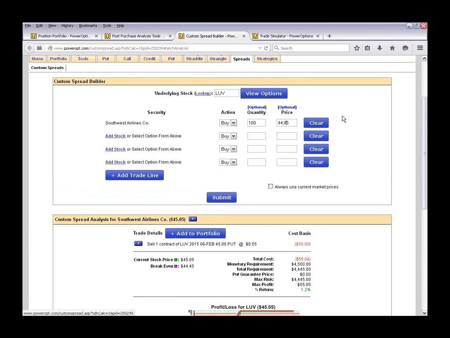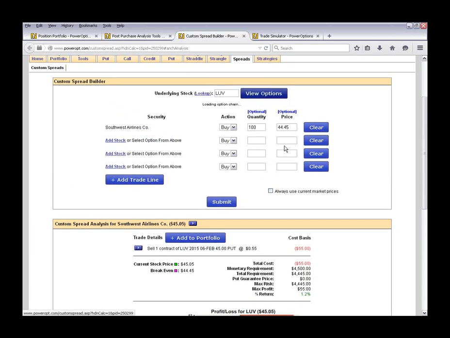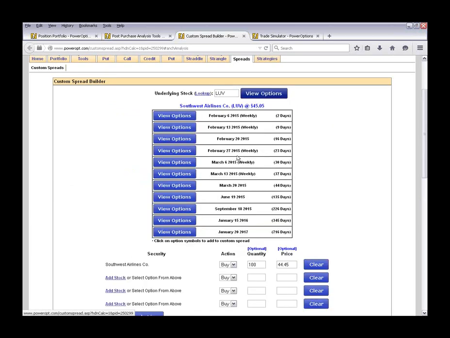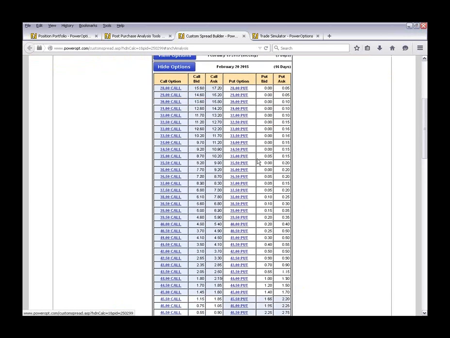$44.45. Now, as we saw before, now that we're put the stock, we could consider maybe going out 9 days to the weekly option on February 13th, happy Friday the 13th, or to the standard expiration of February 20th, which is 16 days out in time. Let's analyze the February 20th and build things on the fly.